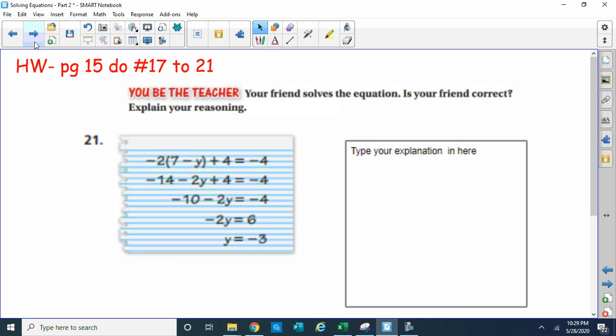So there's your homework for you. Do page 15, numbers 17 through 21. And 21 I have down here, so you be the teacher. See if you can find the friend's mistake, if they made a mistake, if they're correct or not. Explain your reasoning. And there's an exit ticket for you, of course, to do.